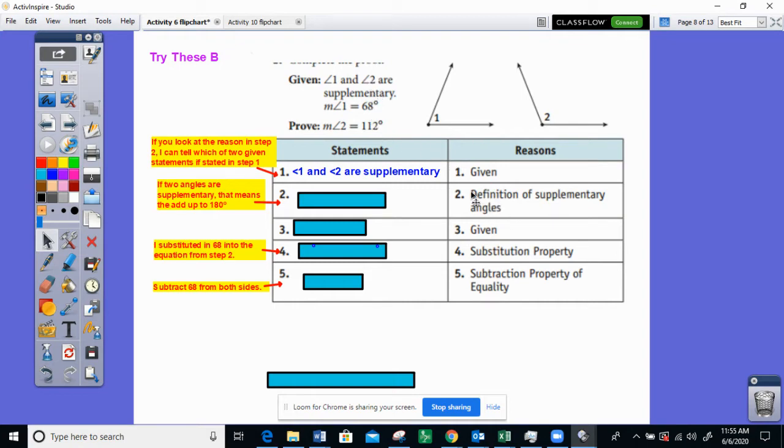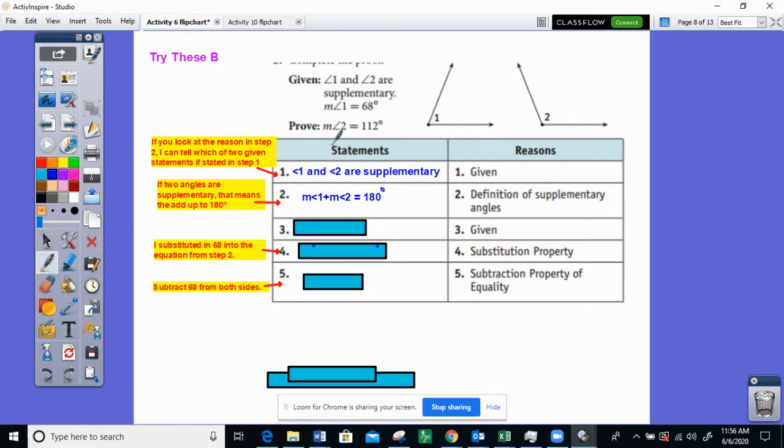And then you might be saying, how do I know which one of those I was supposed to put there? Well, since we're talking about the definition of supplementary angles, that means that this first given statement should have something to do with supplementary angles, right? So what do we know about supplementary angles? If two angles are supplementary, then the sum of their measures equals 180 degrees. So then we can write out an equation: the measure of angle 1 plus the measure of angle 2 equals 180 degrees.